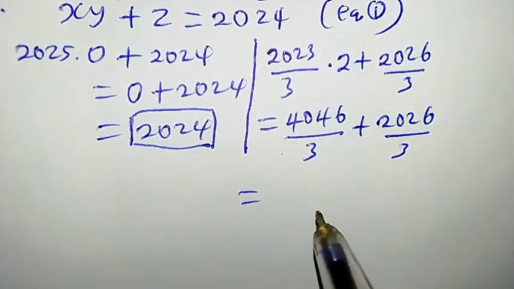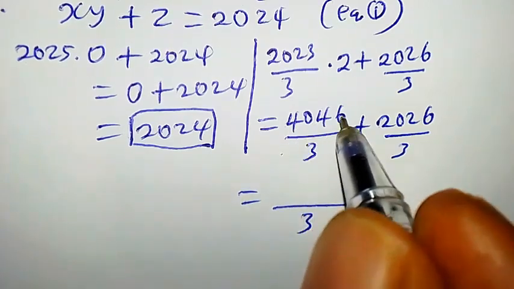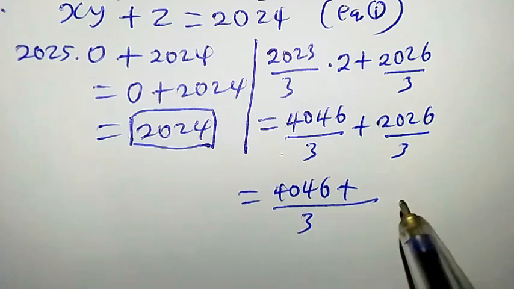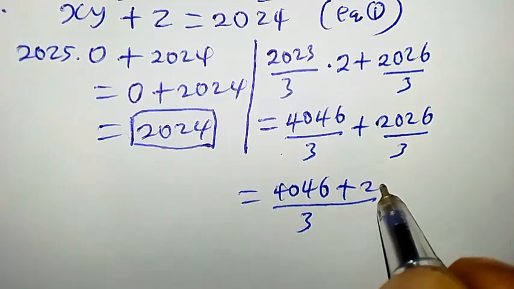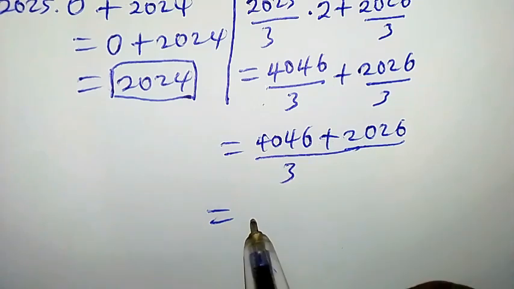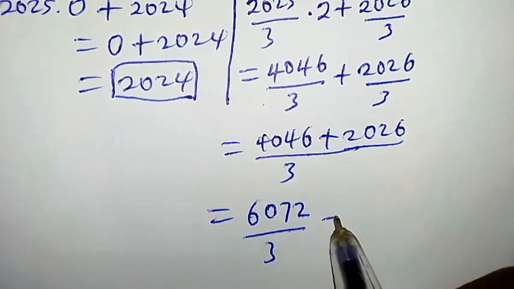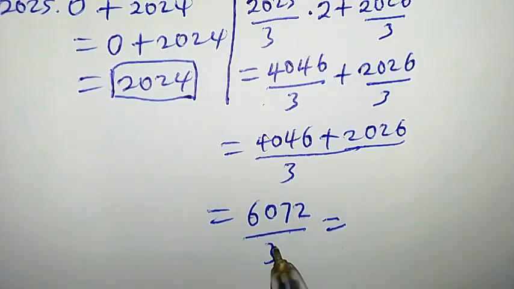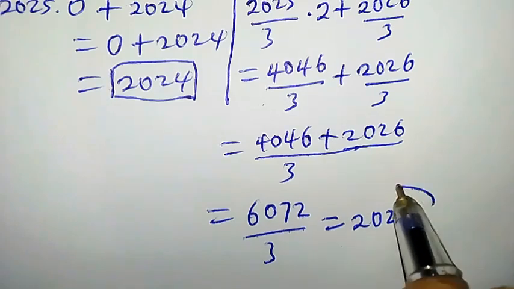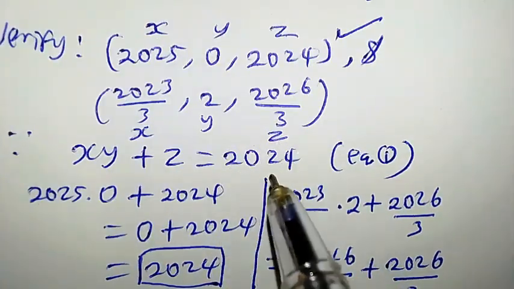This equals, the LCM is 3. 3 divided by 3, that is 1, 1 times 4046, that is 4046, plus 3 divided by 3, that is 1, 1 times 2026, that is 2026. Adding these two, we have 6072 over 3. This is simply 2024. This is exactly what we have on the right hand side of this equation.